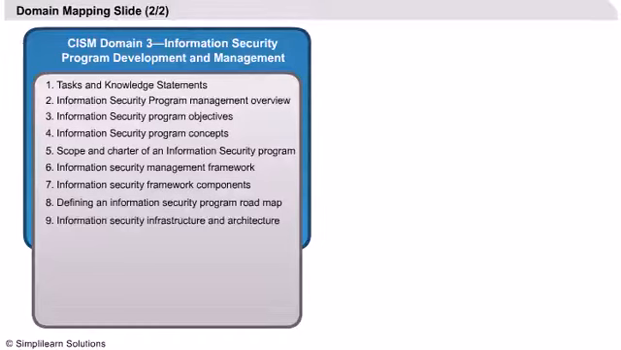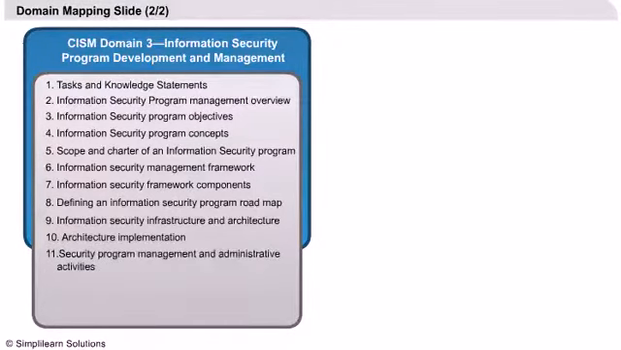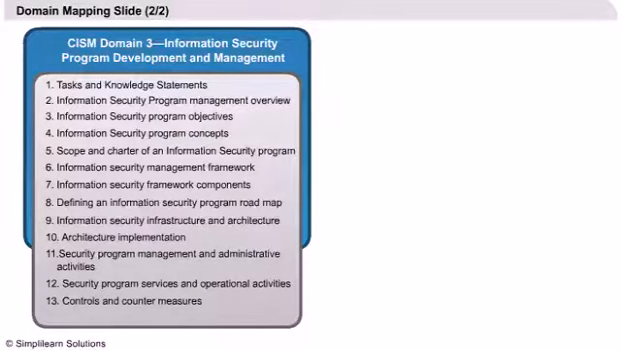9. Information Security Infrastructure and Architecture, 10. Architecture Implementation, 11. Security Program Management and Administrative Activities, 12. Security Program Services and Operational Activities, 13. Controls and Countermeasures, 14. Security Program Metrics and Monitoring.